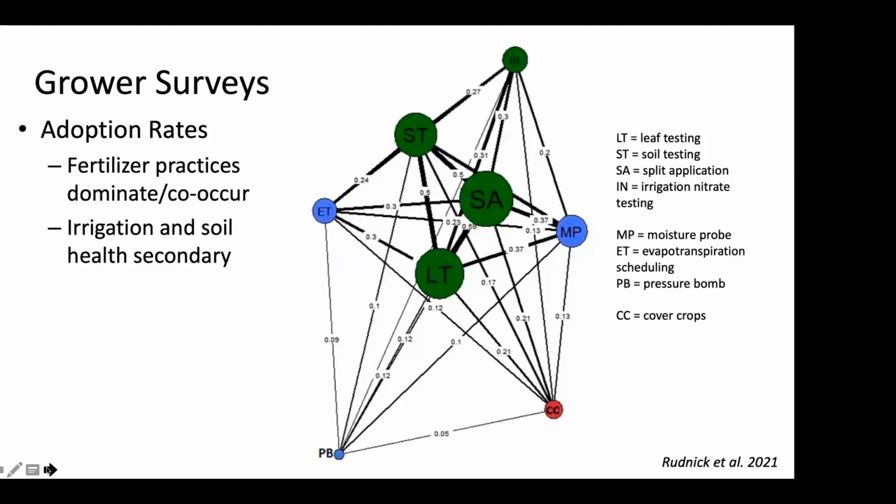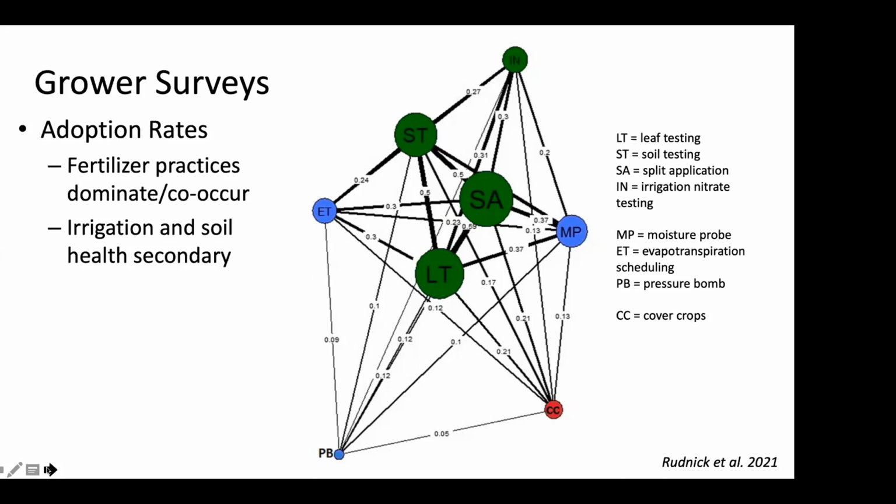What we did show is this idea about co-occurrence, and this is a separate paper where we asked in green fertilizer practices, blue irrigation, and we had cover crops as the one soil health practice. And basically what you see is the nodes are essentially the adoption rates, and then the weight of the line connecting the nodes has to do with the probability that they're likely going to happen on the same farm. And what you can see with a lot of these fertilizer practices is there's lots of co-occurrence, right? If you're doing split application, you're highly likely doing leaf testing, and you're also highly likely doing soil testing, and also with soil and leaf testing. So this was just a graphical statistical way from the data to show this.